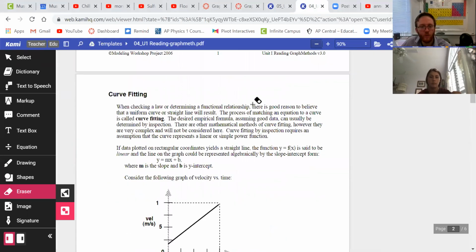So the first one we really need to pay attention to is this idea of curve fitting. So it says that the process of matching an equation to a curve is called curve fitting. And that's the process that you just said that you weren't sure about, is matching the equation. It's trying to figure out, what do I do? Why is it 1 over v?